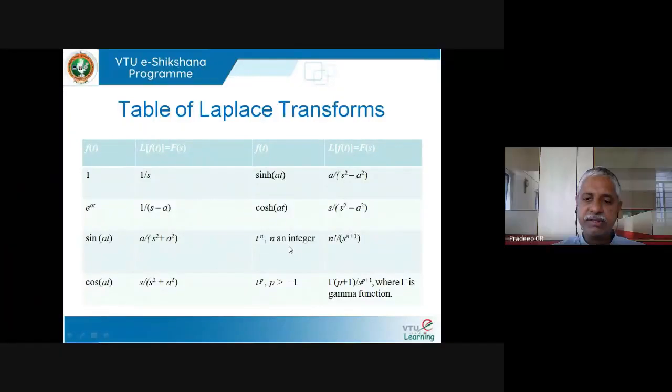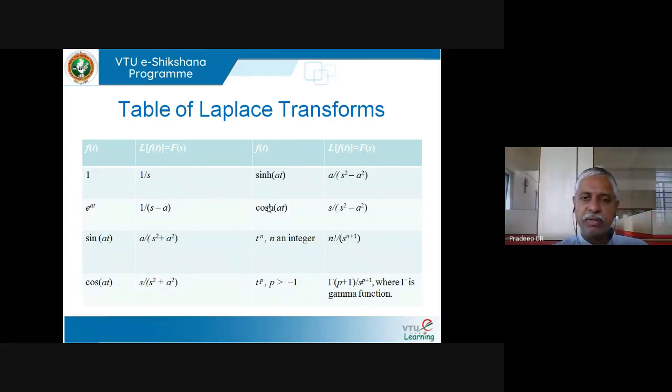Laplace of hyperbolic cos is s by s square minus a square. Laplace of t to the power n, where n is an integer, is n factorial by s to the power of n plus 1. And when n is not an integer, for any number p bigger than minus 1, t to the power p, it is gamma of p plus 1 by s to the power of p plus 1, where gamma is the gamma function. For your examination purposes, these 8 will suffice. If you want, as I said, you can check on the net or some standard textbooks. You will find Laplace transform of various functions. For your examination purposes, these 8 are sufficient. That was 7 are sufficient, mostly.